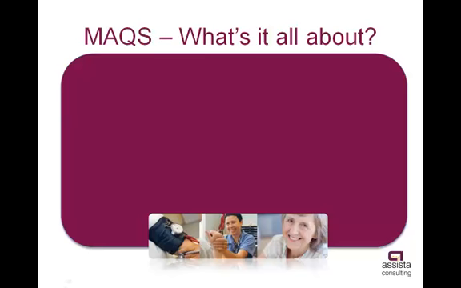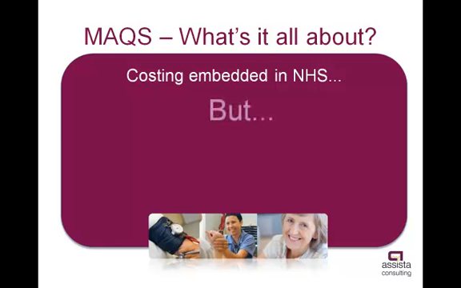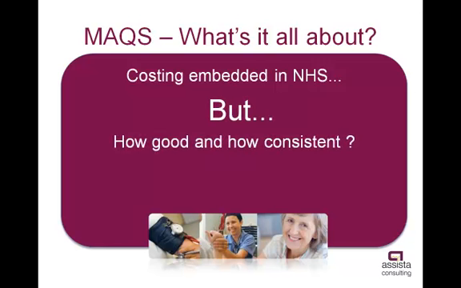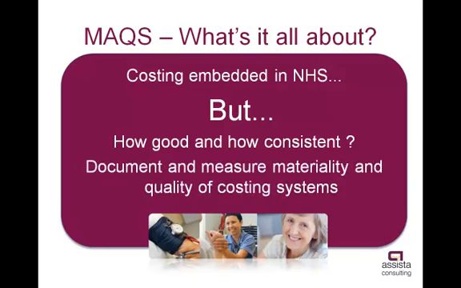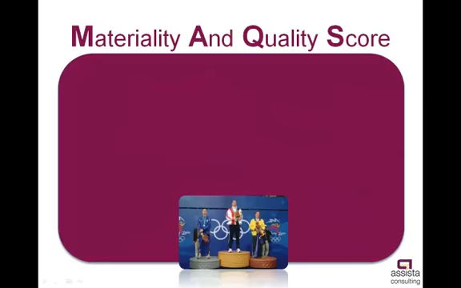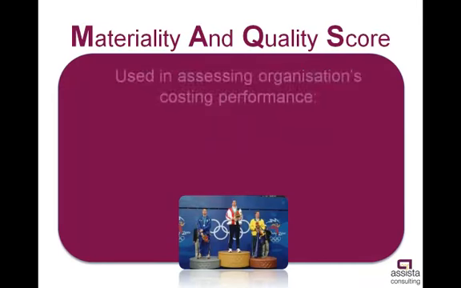Since the mid-1990s, costing has become embedded in the NHS. But across the country there are still massive variations from trust to trust and also questions over consistency. Therefore, MAQS is an approach that documents and measures the materiality and quality of costing systems. MAQS stands for Materiality and Quality Score and is used to assess an organisation's costing performance.